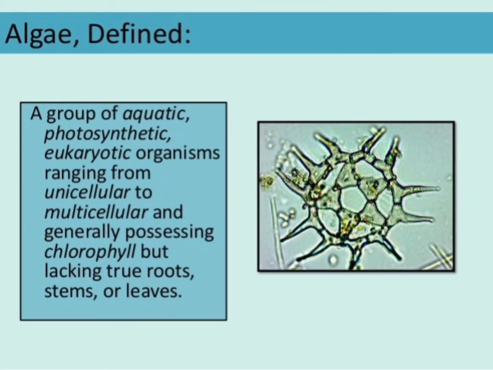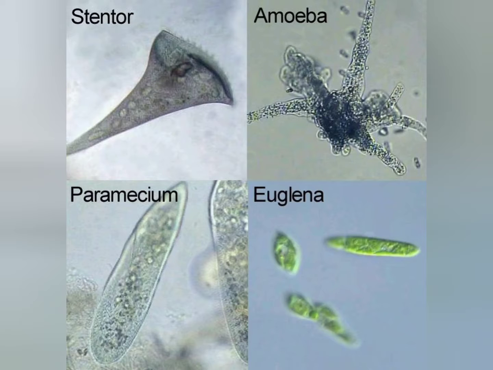Algae, a group of aquatic photosynthetic eukaryotic organisms ranging from unicellular to multicellular and generally possessing chlorophyll. That's why they are autotrophic in nature, but lacking true roots, stem or leaves. That's why they are very primitive kind of plants, you can say. Example, Chlamydomonas, Spirogyra, Volvox, etc.